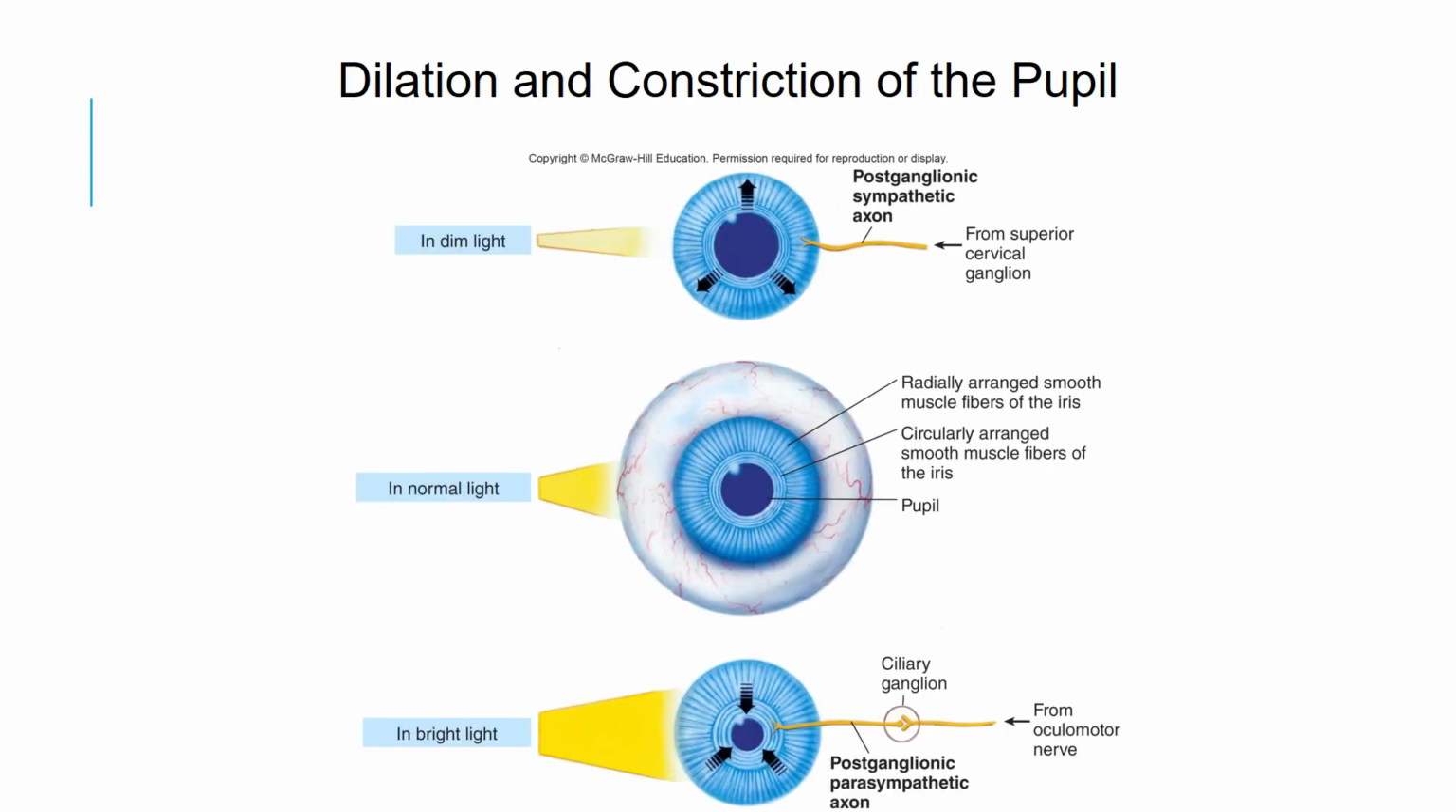The parasympathetic division will have a circular constriction of the muscles running in a circular fashion, and so this will be called pupillary constriction. And so that's what we see within this image here. The sympathetic stimulation will have radial dilator muscles that run radially, and so this will allow for pupillary dilation. So here in this example, we have the sympathetic stimulation.